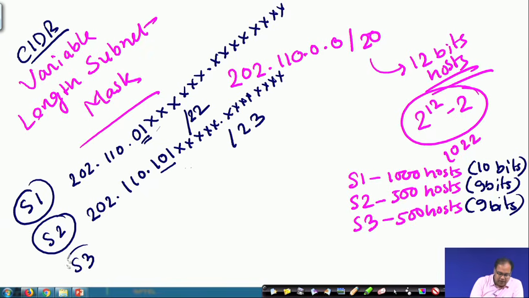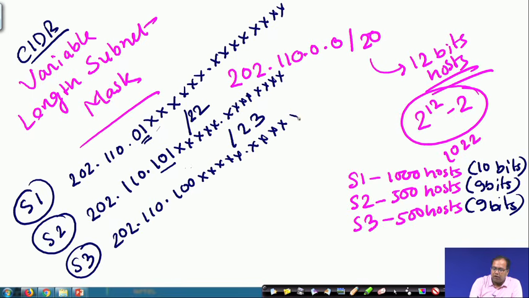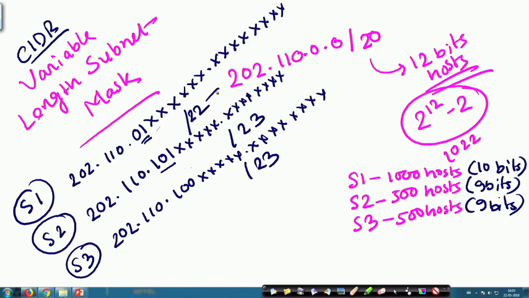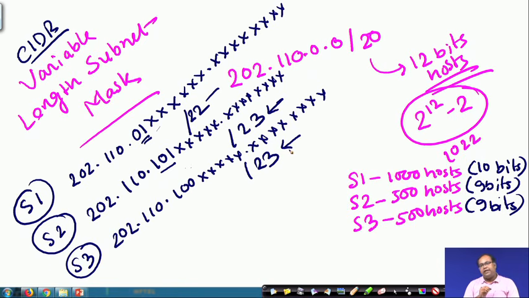And for S3 similarly, I can make the subnet as 110 slash 100, then slash 23. So, by using this variable length subnet mask, where I am using slash 22 as the subnet mask here, slash 23 as the subnet mask here, and then again slash 23 as the subnet mask, I will be able to solve this IP allocation problem, which was not possible with this fixed length subnet mask. So, that is one of the advantages of CIDR.